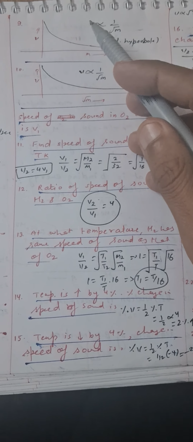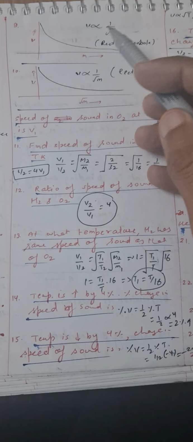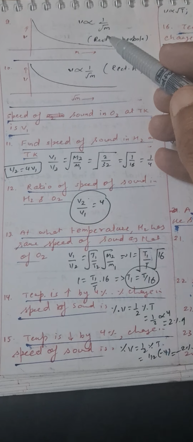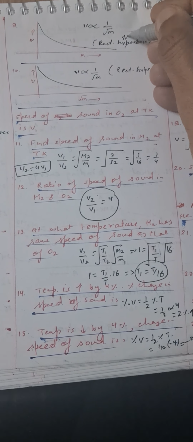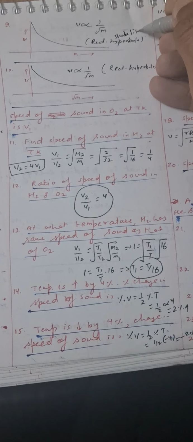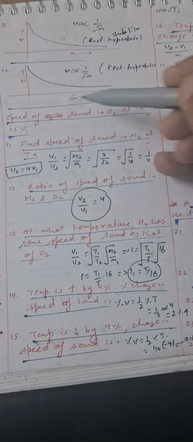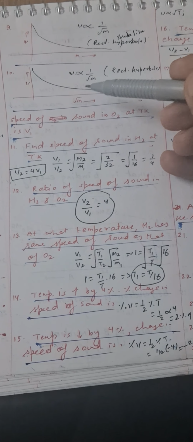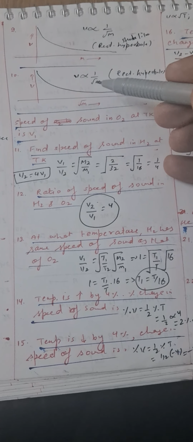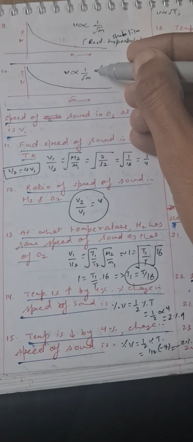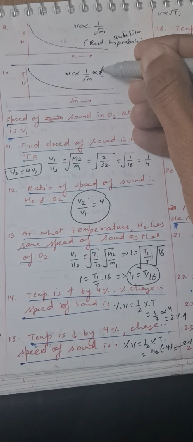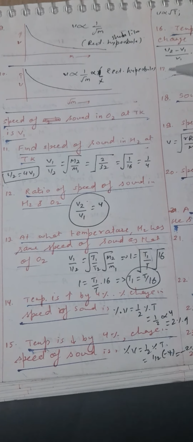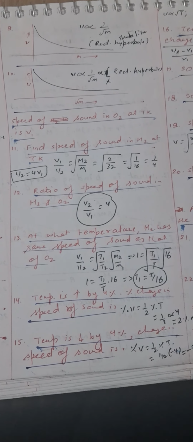Here the graph is between V and M. V is proportional to root 1 by M, so it has a shape like a rectangular hyperbola. Then the graph between V and root M. We can see that V is proportional to root 1 by root M. Let us take this as X. So the graph will be a rectangular hyperbola here.